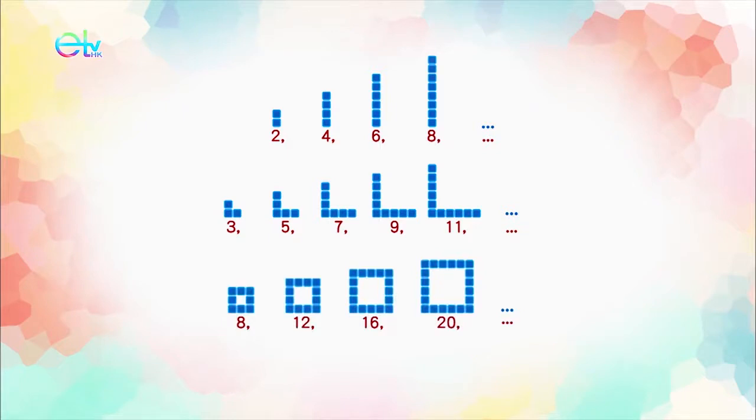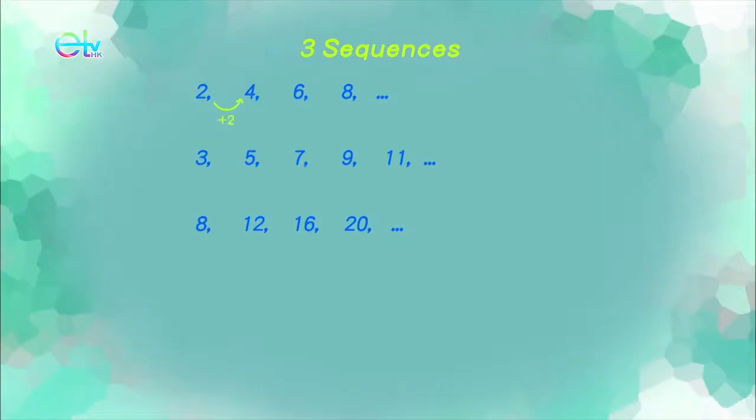Did you notice that these few sequences have something in common? Observe the pattern between the numbers again. From the first term to the second term, the second term to the third term, the third term to the fourth term, and so on and so forth, we get the next term by adding the same number. In the first sequence, 2 was added. In the second sequence, 2 was added. In the third sequence, 4 was added.